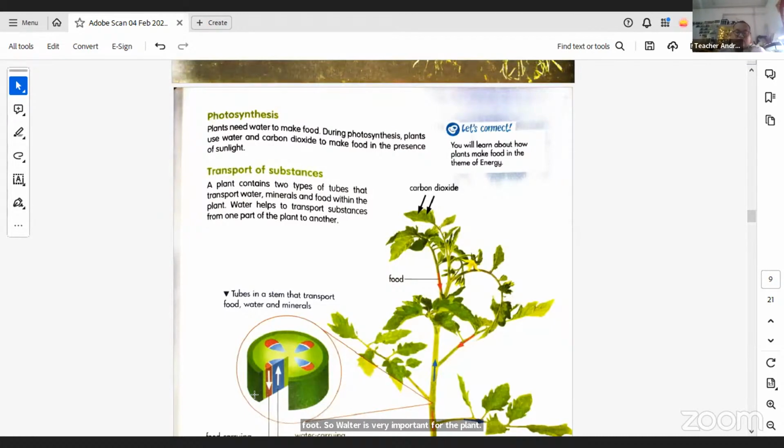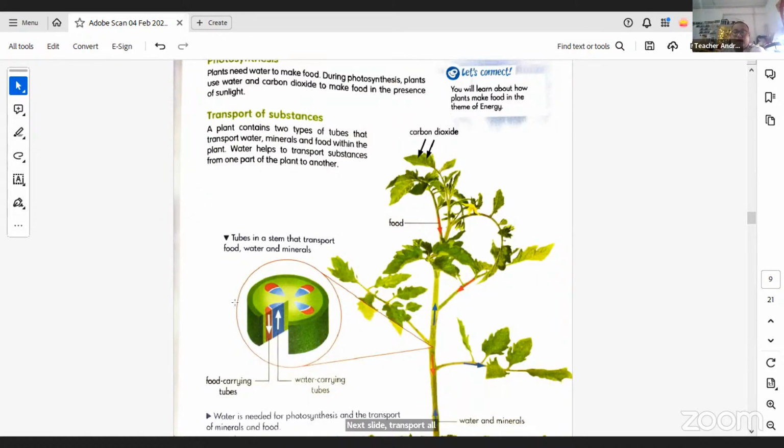Next up, transport of substances. There are two types of tube in a plant. One is the food carrying tube, one is the water carrying tube. The food carrying tube carries food to all parts of the plant in a two-way direction. The water carrying tube carries water from the roots to the leaf in a one-way direction. Means the water cannot say, I want to go back. Cannot. Only one way up to the leaf and come out. Whereas the food can move up and down the plant.